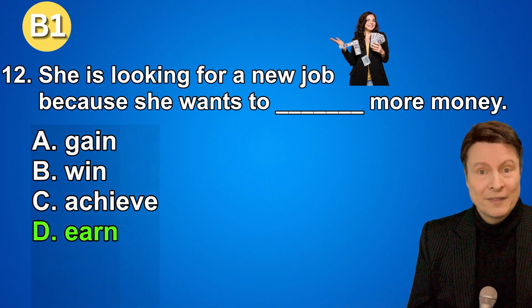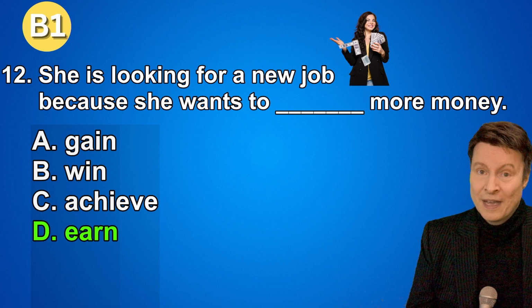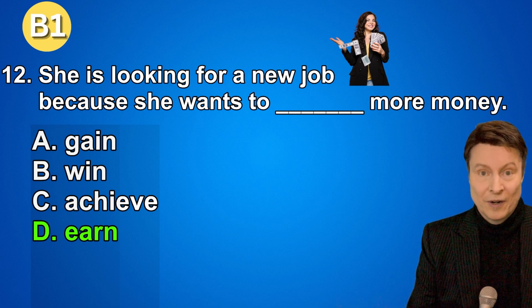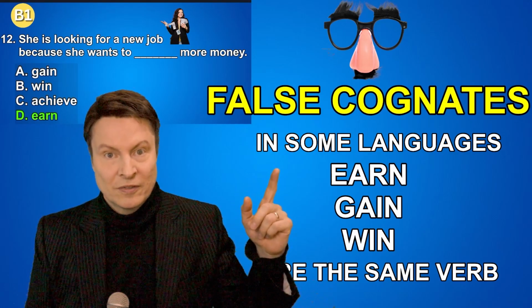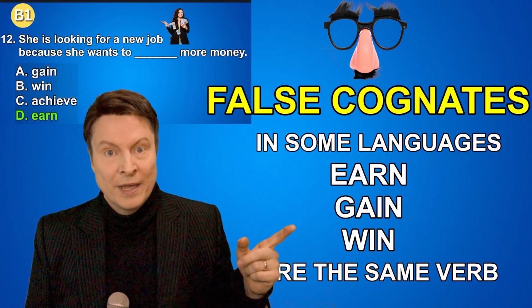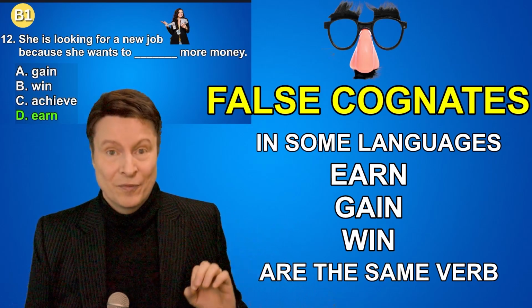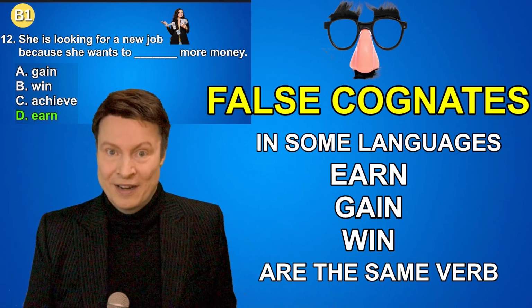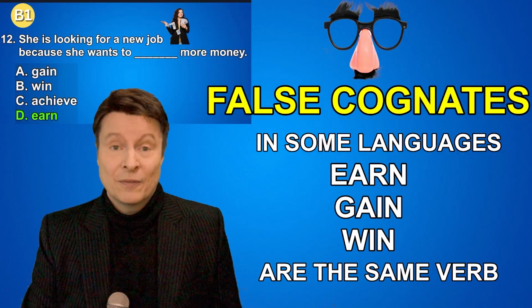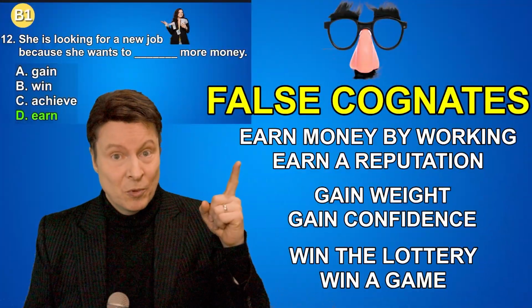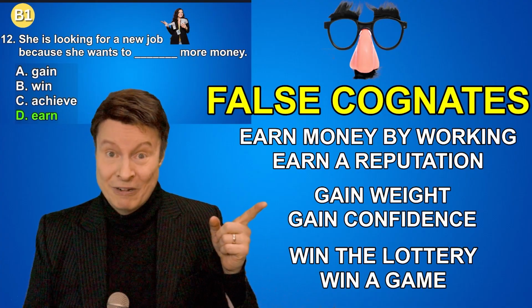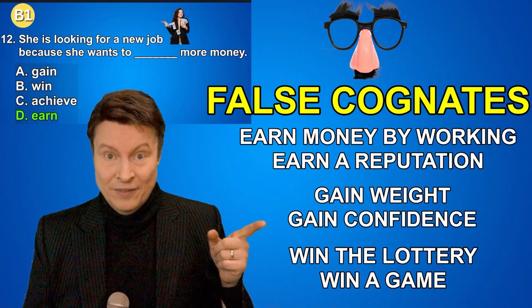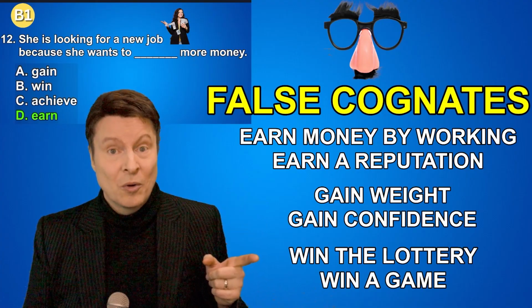And if you thought that the answer was earn, that is correct. Good job for intermediate level speakers. So we want to talk about false cognates. In some languages, earn, gain, and win are the same verb, but in English they're not, and we use them differently. For example, earn money by working, earn a reputation, gain weight, gain confidence, win the lottery, or win a game.